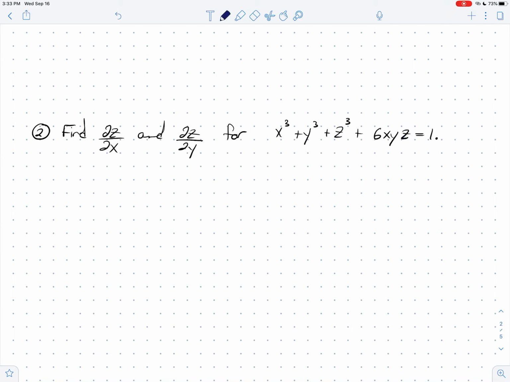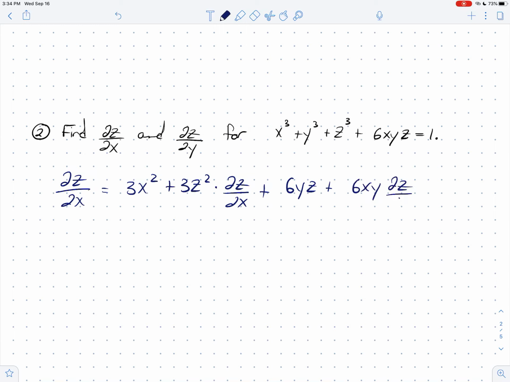And so, for example, if we want to find partial z partial x, I'm going to get what, a 3x squared partial x. This goes away, it's nothing. Then I'm going to get a plus 3z squared times partial z partial x plus, now I've got to do the product rule because x and z are both functions of x. And so I'm going to get plus 6yz plus 6xy partial z partial x equals 0.